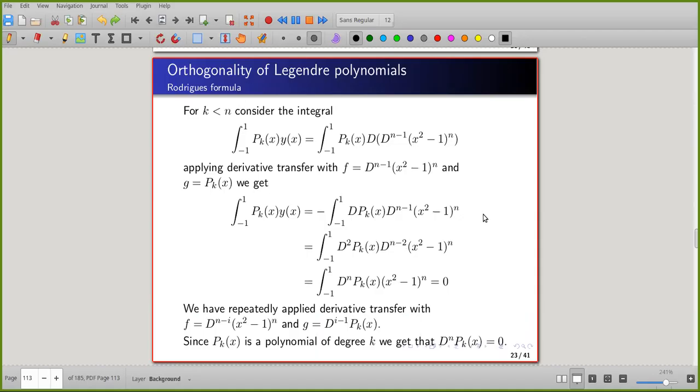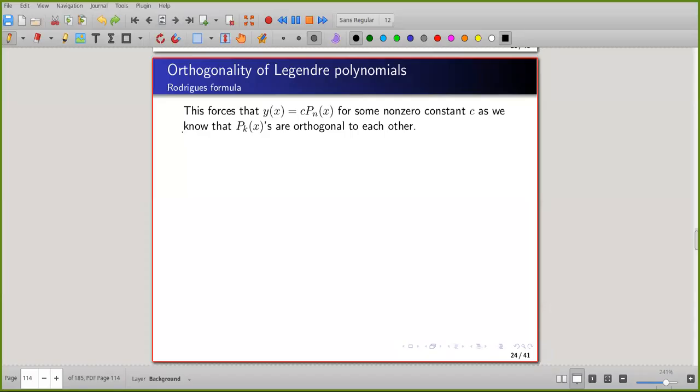Okay, so this means that all these integrals, the integral of y of x with pk of x, is 0 for all k. But this forces that y of x is equal to c times pn of x for some non-zero constant c, as we know that the pk's are orthogonal to each other. So the point is, I think I should add to that exercise I had given earlier. That's a crucial observation.